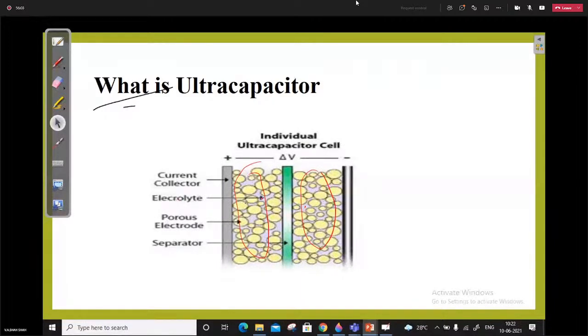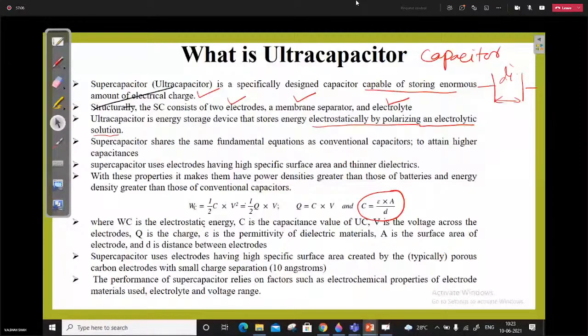On the other two sides you have the current conductors, and in between you have a membrane type separator. Energy: C is the capacitance value, V is the voltage across the two electrodes, how much voltage we are applying. Q is charge, and epsilon naught, epsilon is the permittivity of the electric material.